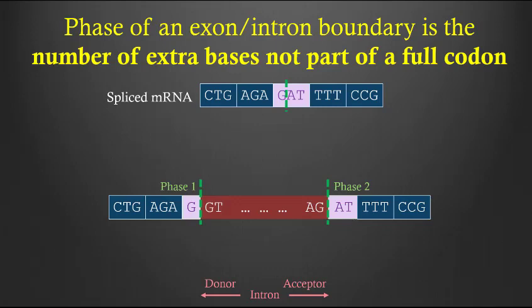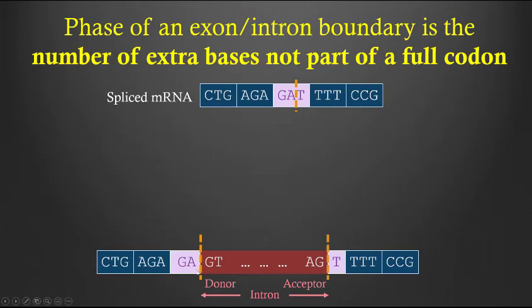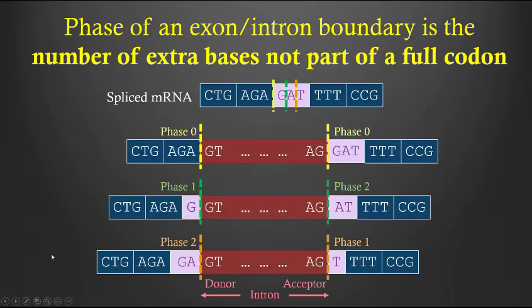We have to have a phase 1 hooking up with a phase 2 to make a codon of 3 bases. The final possibility is that you have 2 extra bases at the first exon and 1 extra base at the second exon. This would be phase 2 and phase 1. And again, that needs to add up to 3 so that we can create a codon when those 2 exons get spliced together.